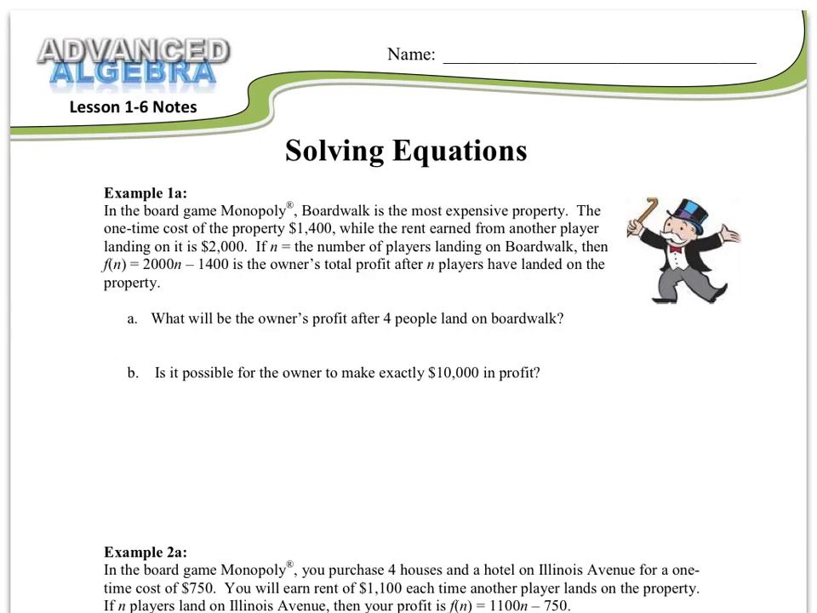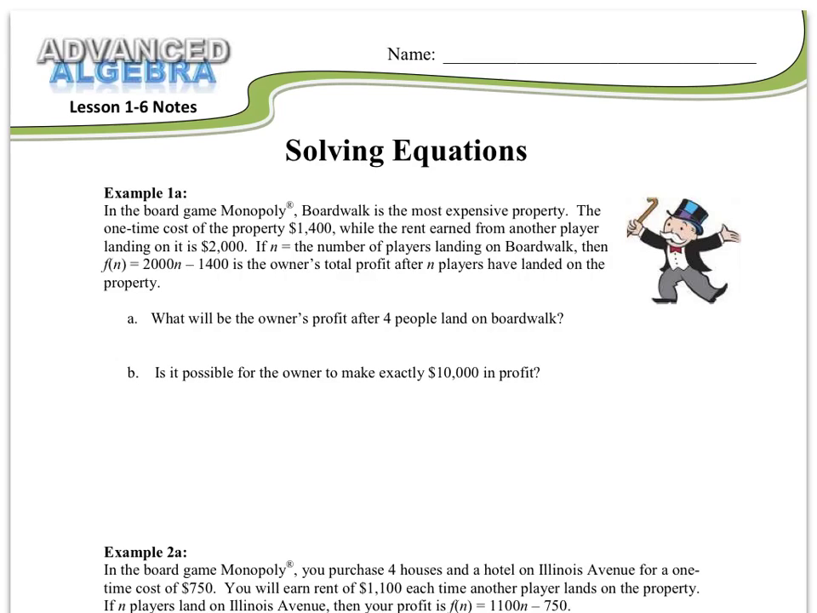This is lesson 1.6 on solving equations. Example 1a. In the board game Monopoly, Boardwalk is the most expensive property. The one-time cost of the property is $1,400, while the rent earned from another player landing on it is $2,000.